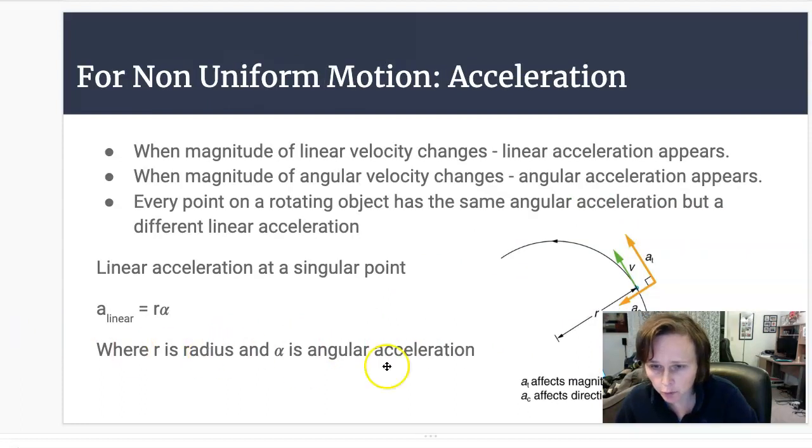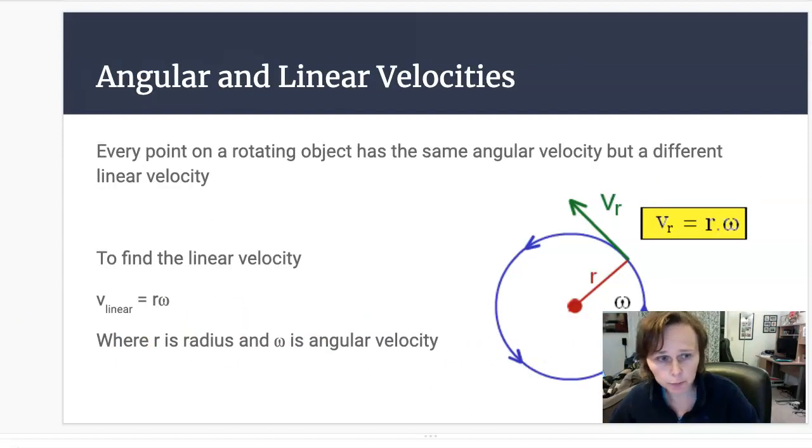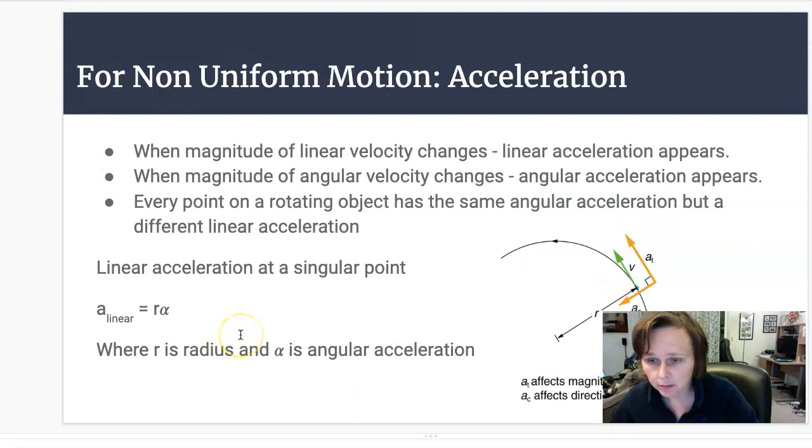We'll talk about non-uniform motion in more detail later. I just want to touch base on this. When the magnitude of linear velocity changes, which means the length of the vector, we're dealing with the linear acceleration, which is in this direction. At means tangential acceleration, which is the same as linear. When the magnitude of angular velocity changes, delta omega, we have angular acceleration, for which we use the Greek letter alpha.